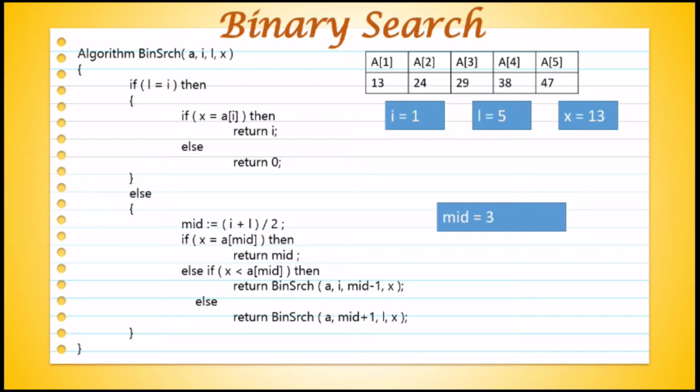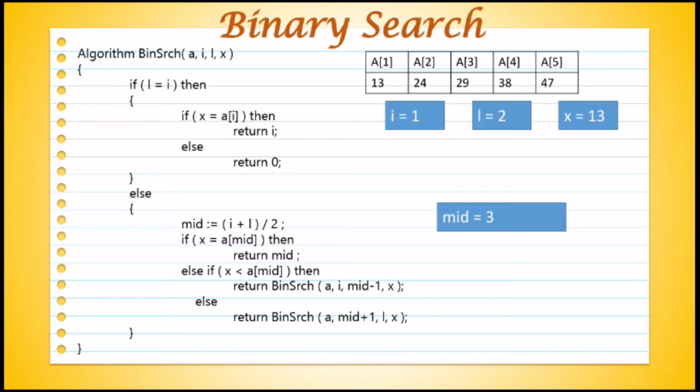That means we will execute the else if block. So here also we are calling the function recursively, but here instead of the I value, we are changing the value of L, that is the value of the last position. So here mid minus 1, that is 3 minus 2. So the new value of L will be 2. So because we are calling that function recursively, we will check again whether L is equal to I. So this condition is false. That is, 1 is not equal to 2.